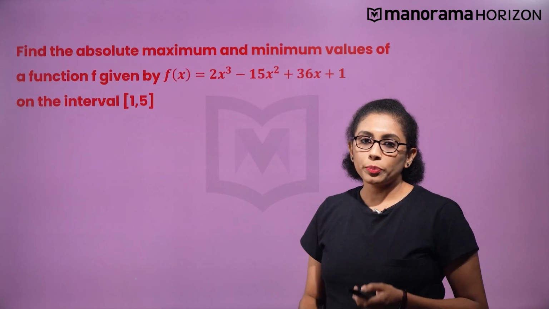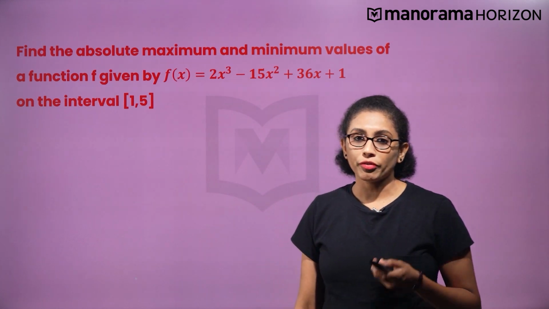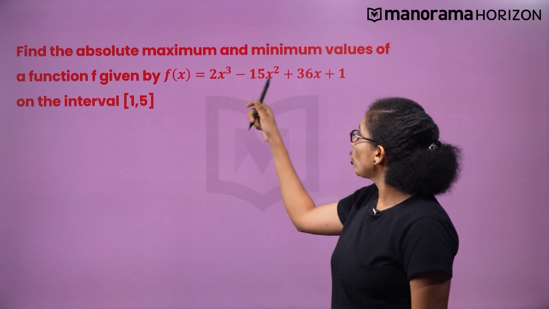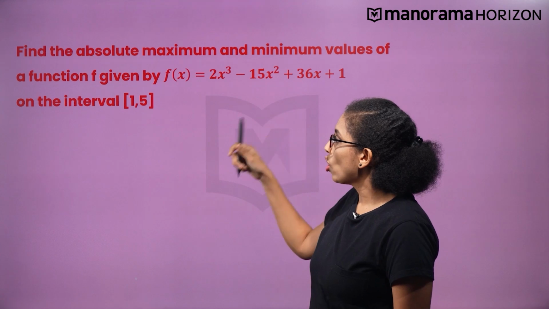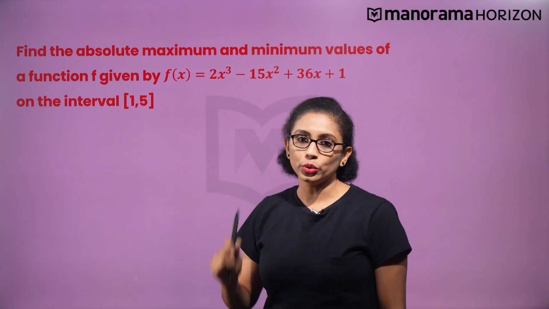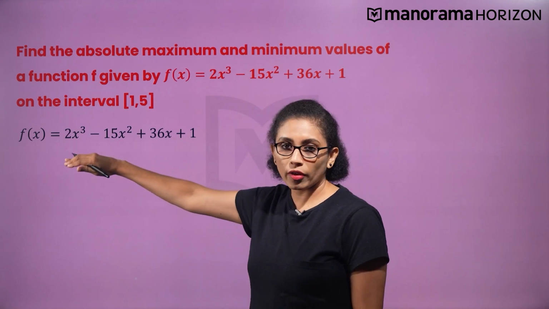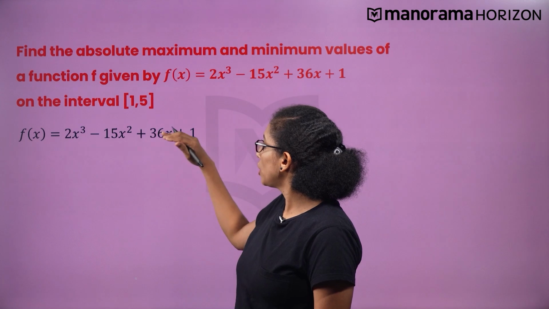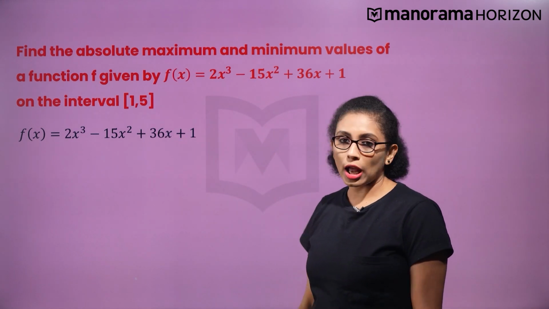Now, let's see one problem. Find the absolute maximum and minimum values of a function f given by f of x is equal to 2x cubed minus 15x square plus 36x plus 1 on the interval 1 to 5. Let's see the solution. Here, given f of x is equal to 2x cubed minus 15x square plus 36x plus 1. First, what do we have to do?